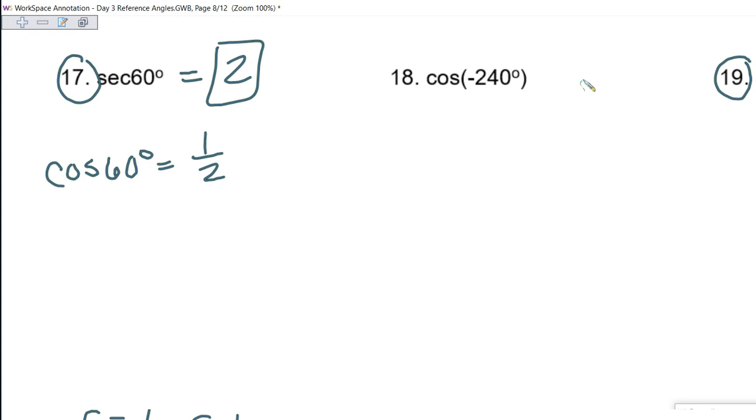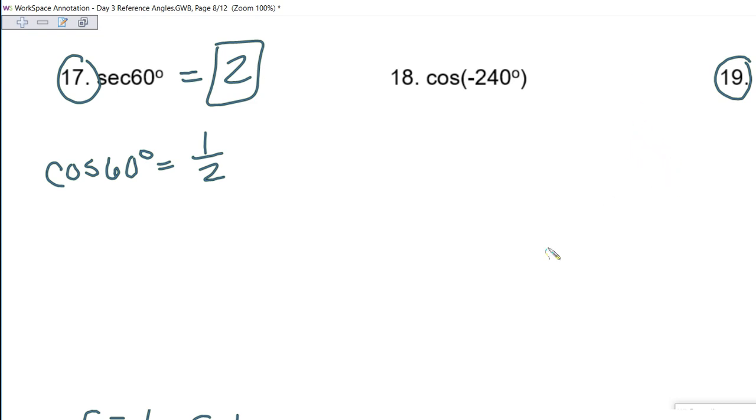And number 19, we have sine of 5 pi over 3. So what would the reference angle be? Pi over 3. And what's the sine of pi over 3? Square root of 3 over 2.